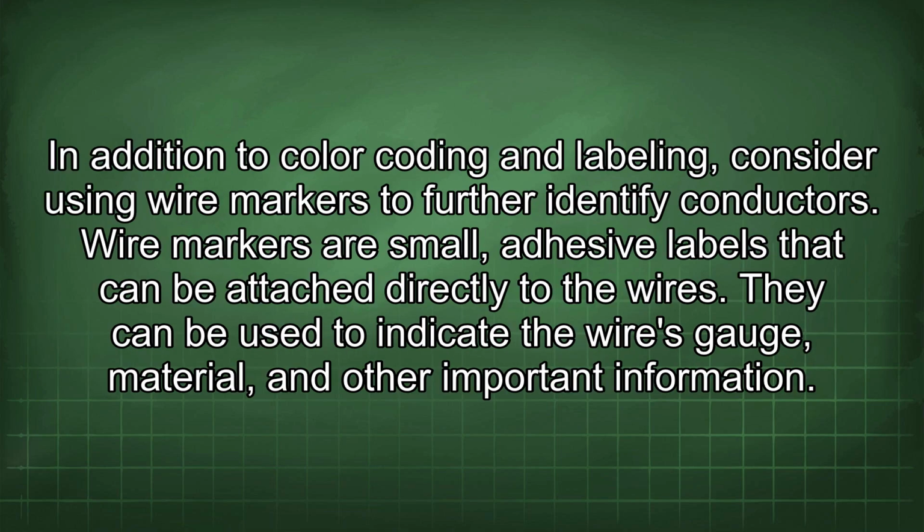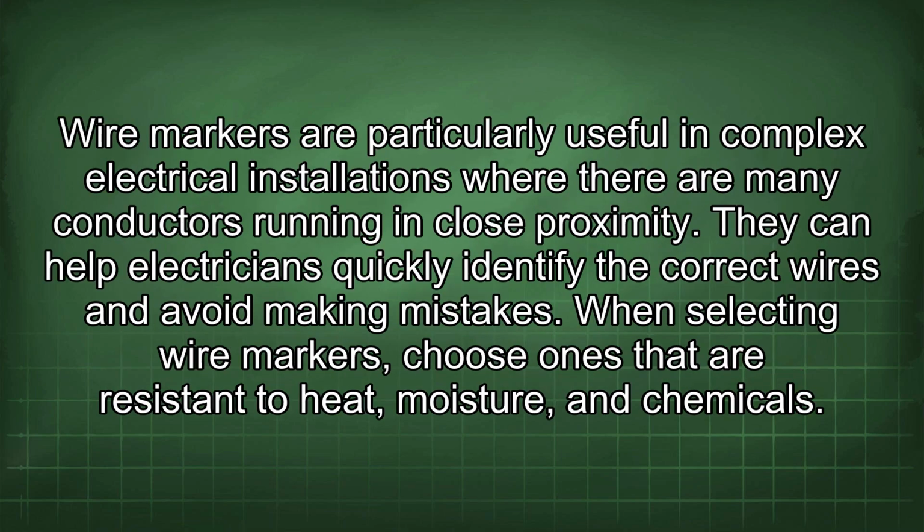In addition to color coding and labeling, consider using wire markers to further identify conductors. Wire markers are small, adhesive labels that can be attached directly to the wires. They can be used to indicate the wire's gauge, material, and other important information. Wire markers are particularly useful in complex electrical installations where there are many conductors running in close proximity.